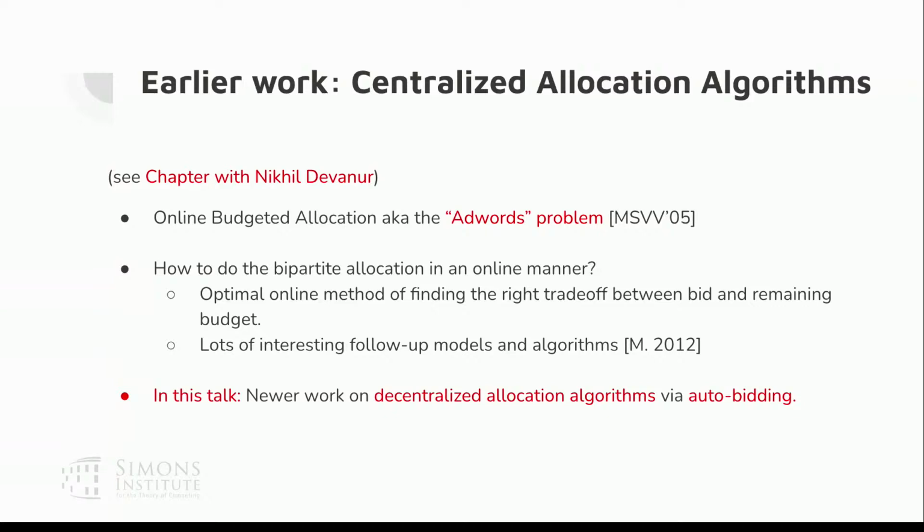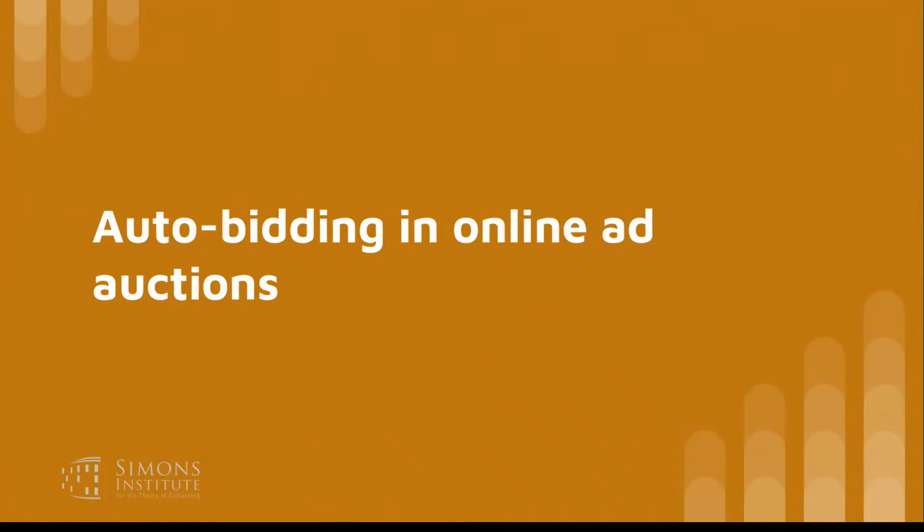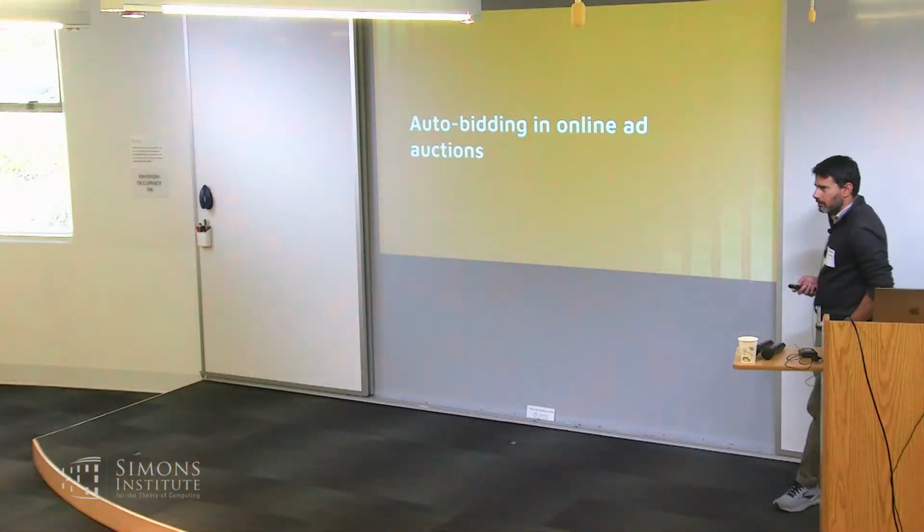So in this talk, we'll talk about decentralized allocation algorithms. This work over here was centralized, as the platform decides, given the budget constraints and amount of spend, who should be matched. Now we're just going to talk about a completely decentralized allocation algorithm via this notion of auto bidding. And please stop me for any questions. So that's the background of the talk.